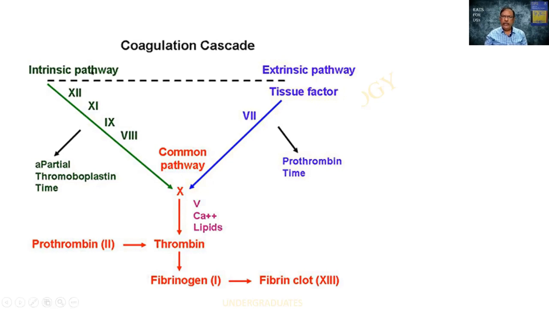The intrinsic pathway, on the other hand, is composed of a cascade of events. The inactive form is converted into an active form. So you should remember this: 12 to 12A, 11 to 11A, 9 to 9A, and 8 will be there, which helps in the conversion to factor 10. And here APTT will be the test of choice. And from 10, prothrombin is converted to thrombin, and this is helped by means of factor 5, which is called the Labile factor, otherwise calcium and lipids.